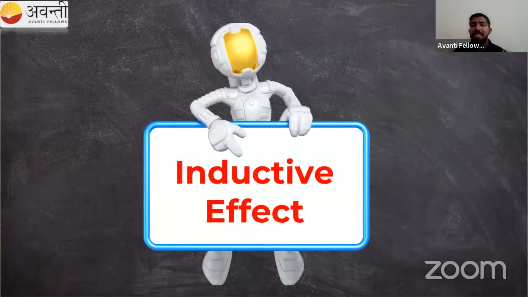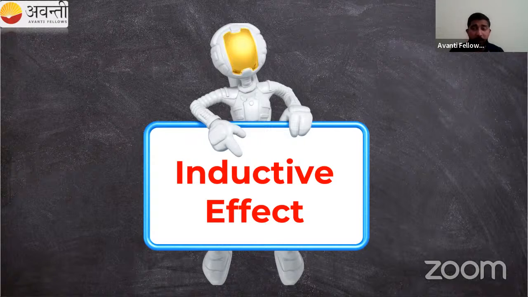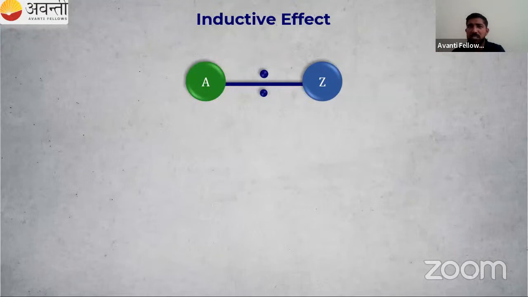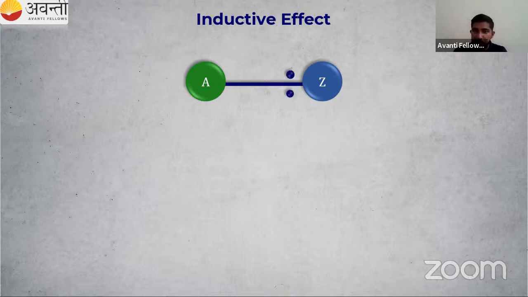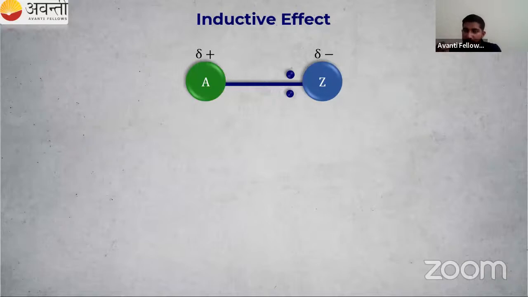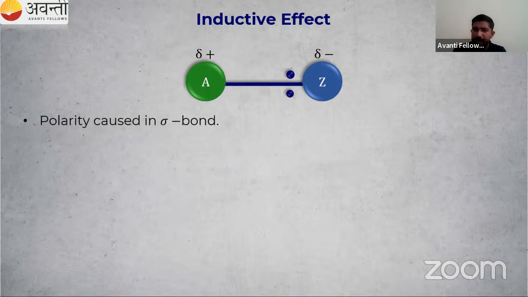Then inductive effect. It is like our electronegativity. In the third chapter, you have studied electronegativity, a similar kind of thing. There are two types of inductive effect, plus side and minus side. One atom pulls the electron towards itself and gets partial negative charge, the other gets partial positive charge. Polarity is developed. It happens in sigma bond, not in pi bond.